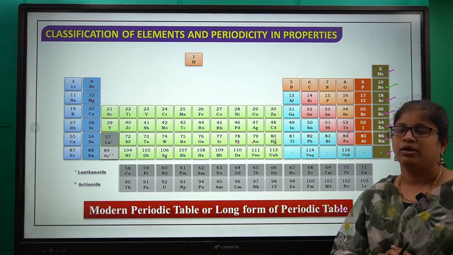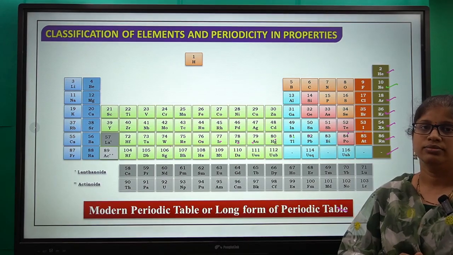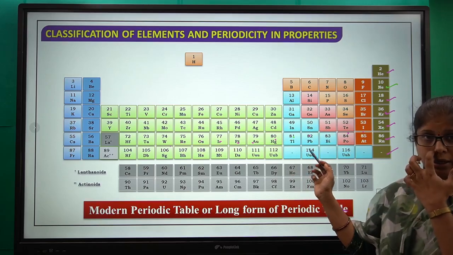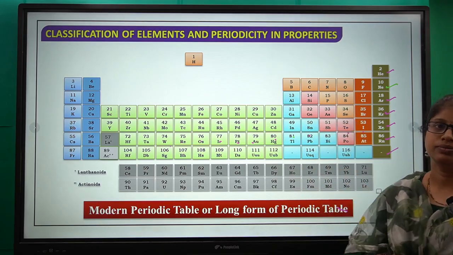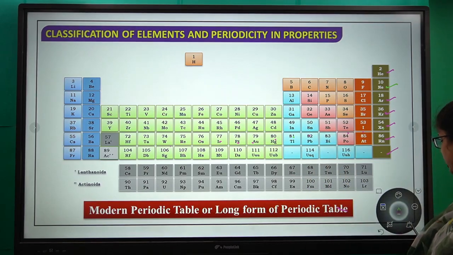Periods means horizontal rows, and groups mean vertical columns.